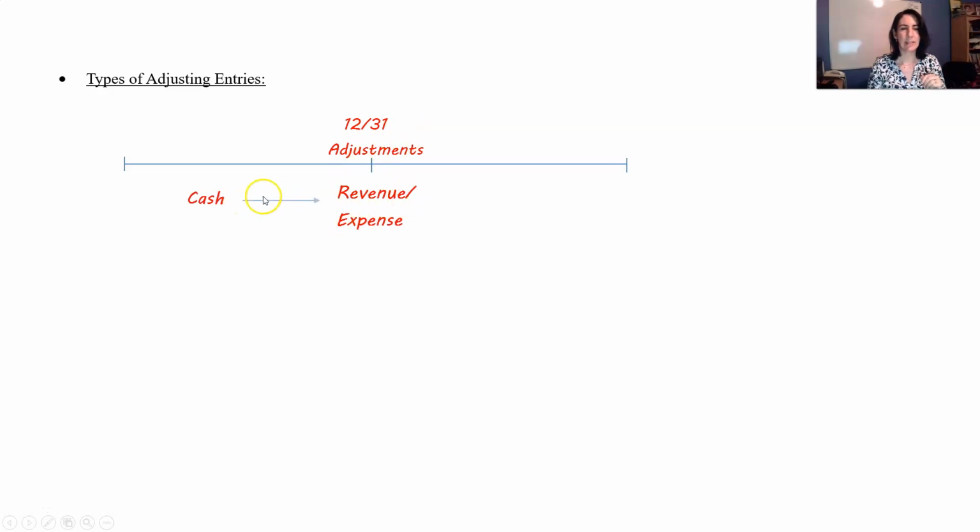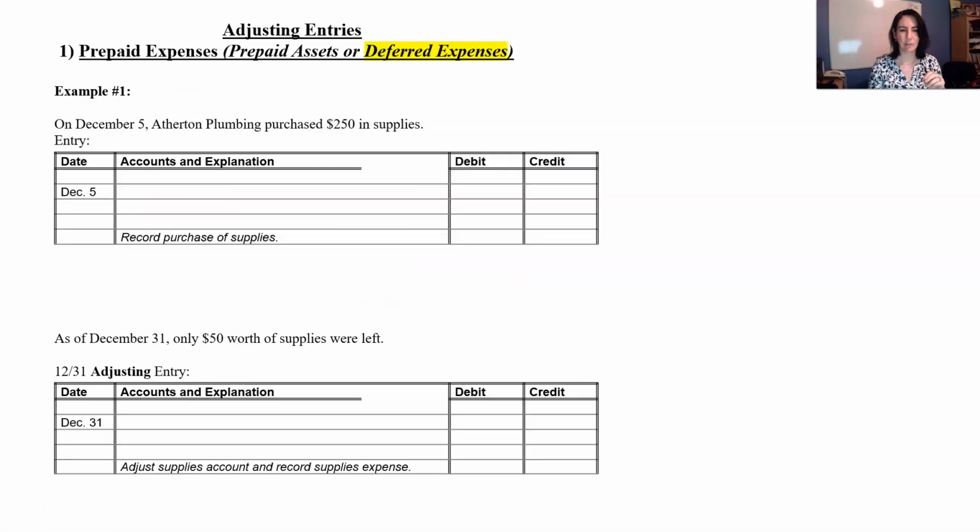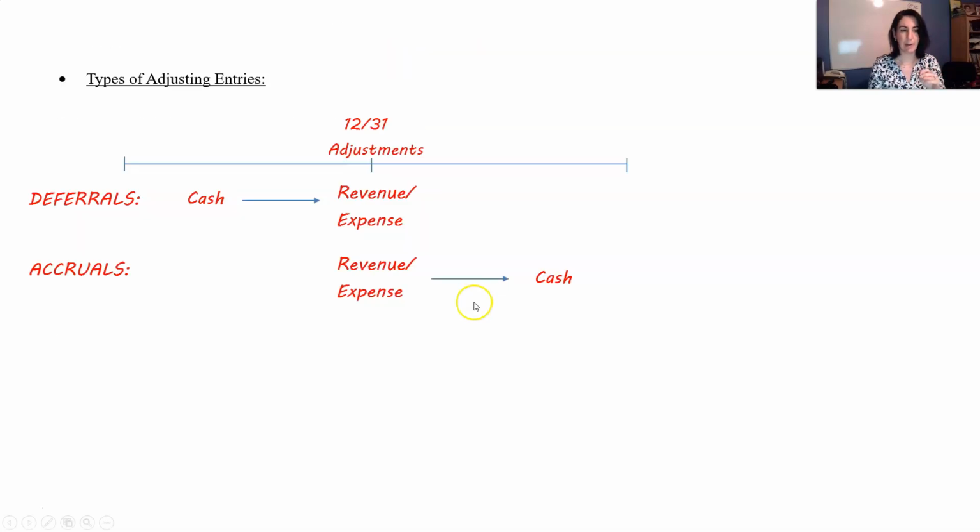So let's say that you got cash before you did anything. You haven't recorded any revenues or any expenses. When you get cash in advance of recording the revenue or expenses, that's called a deferral. When you recognize the revenue or the expenses before the cash, that's called an accrual. And you're going to see that in the next bunch of examples we do. Okay, let me go back. We're going to start off on the next slide with the next round.